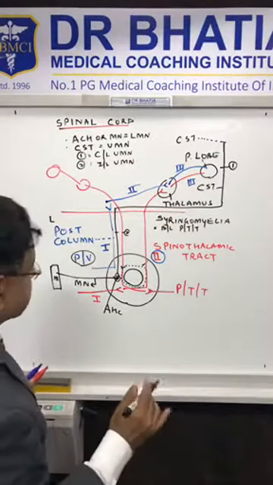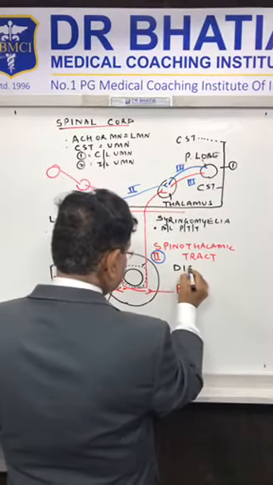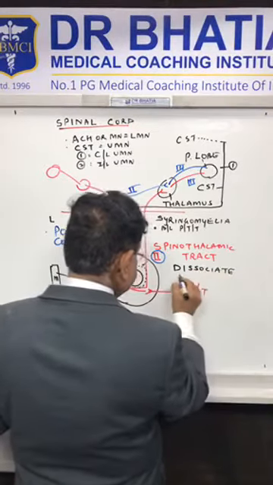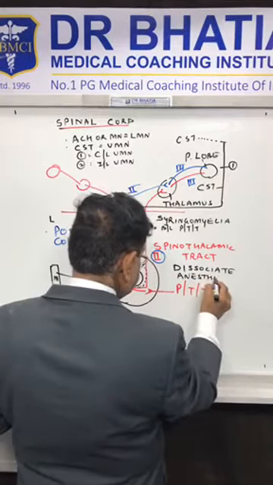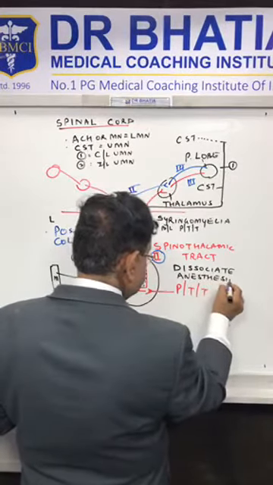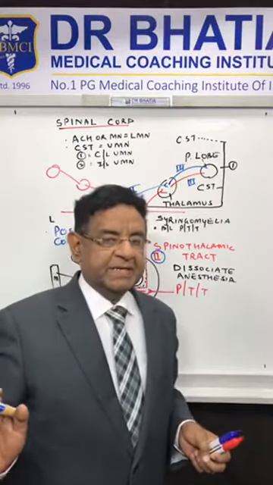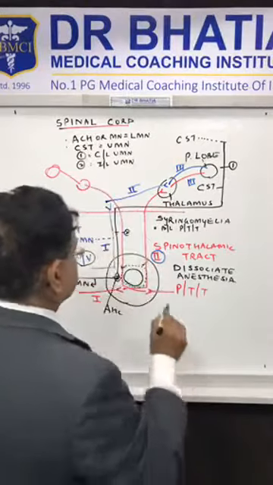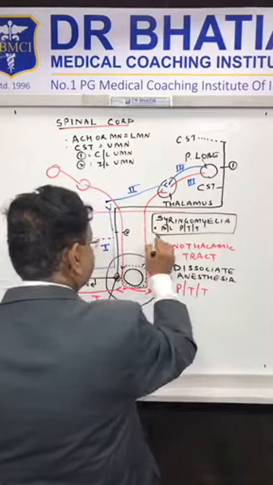And this is known as dissociated anesthesia. Why dissociated anesthesia? Because only pain, touch and temperature are involved. Position and vibration sense are not involved. So this is the point you should remember regarding syringomyelia.